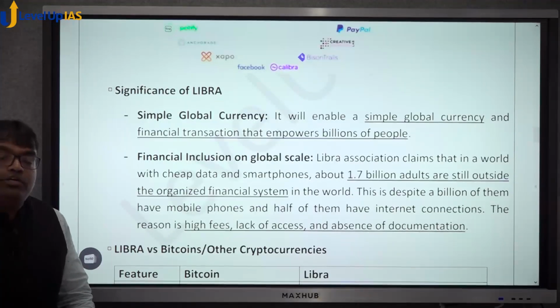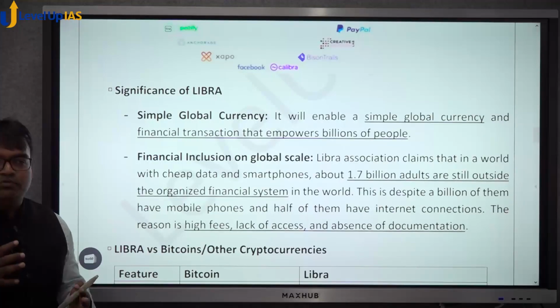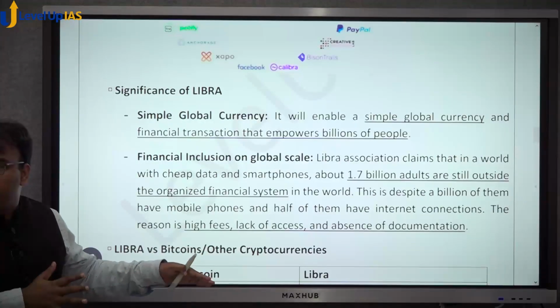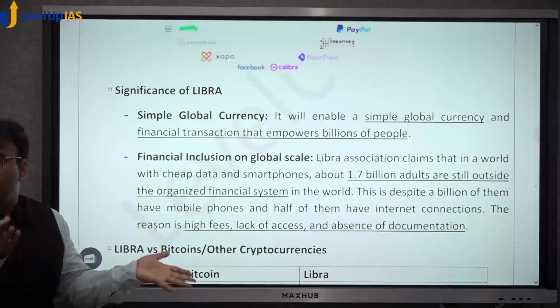In case of Bitcoin, 21 million Bitcoin based on solving of mathematical problems would be released. Here, number of coins and all those things would be backed by the amount of money that they have in their, let's say, central bank. Let me call it the central bank of the Libra association.